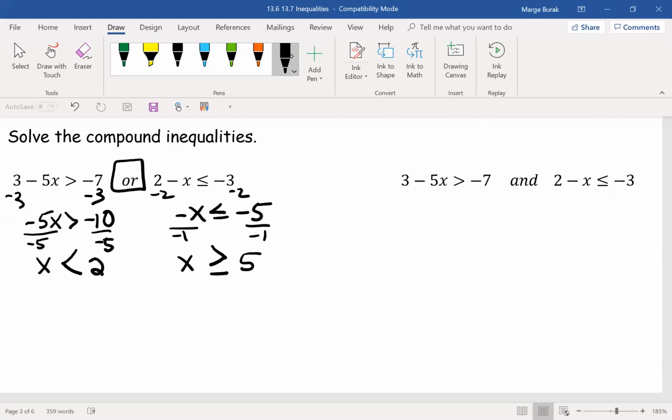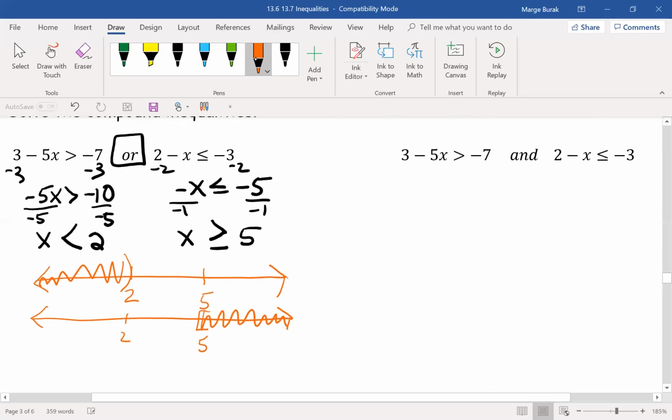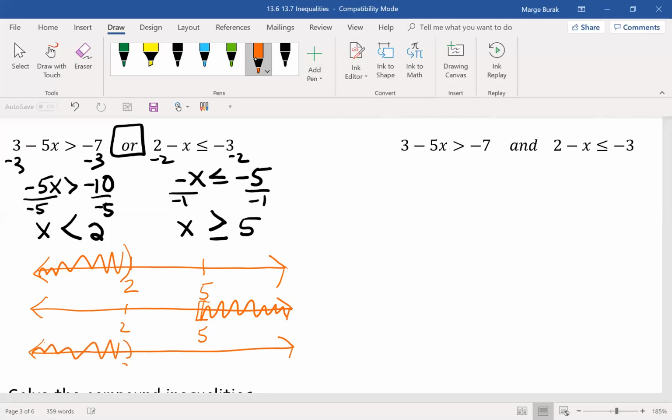All right, now I'm going to graph these. So first we have x is less than 2. So let's put 2 here and 5 here. All right, so x is less than 2 is going to be here. And then right underneath it, I'm going to graph x is greater than or equal to 5, which is going to be this. Okay, "or" means I want both of them. I want all of you. So my graph is going to be all of them. So it's going to be less than 2, greater than or equal to 5.